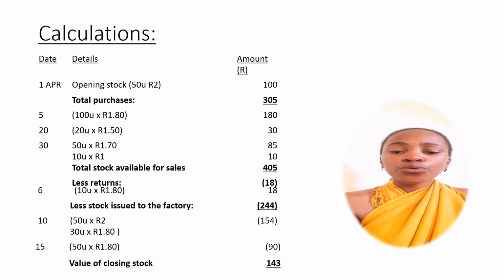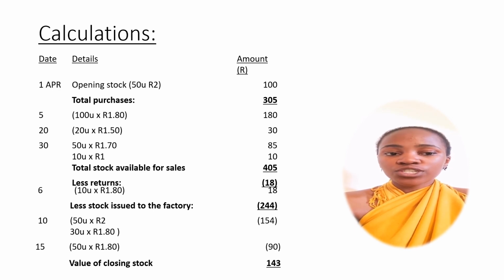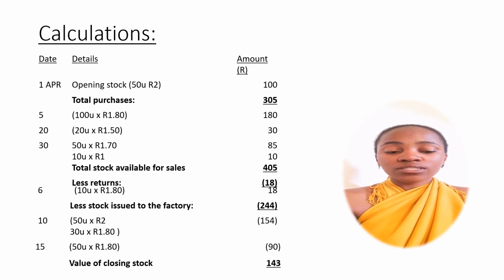On the 5th, we bought 100 units at 1 Rand 80 each, which gives us the value of 180. Then on the 20th, we then bought 20 units at 1 Rand 50 cents each, which gives us the value of 30 Rand. And then on the 30th, we bought 50 units at 1 Rand 70, which gives us the value of 85 Rand. Now, remember, on the 30th, we had two transactions.